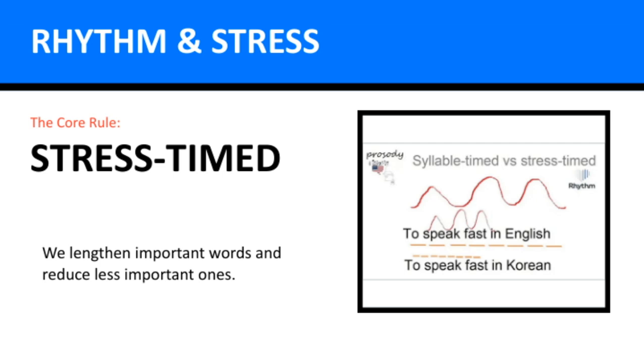shortening or reducing those that are less important. This creates a natural flow that helps listeners easily follow our message. Remember, it's not just about individual words, but how rhythm and stress work together to shape meaning and clarity in our speech. So, mastering this balance is essential for effective communication.